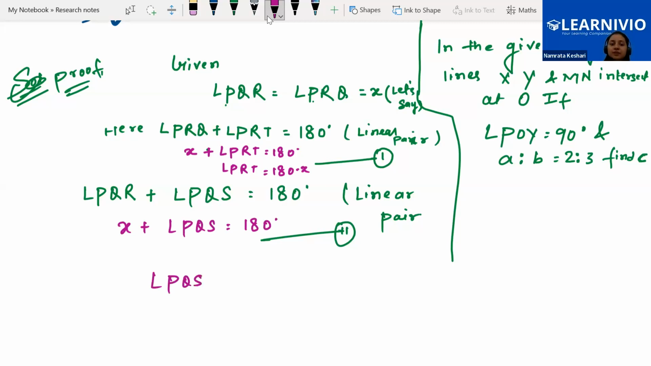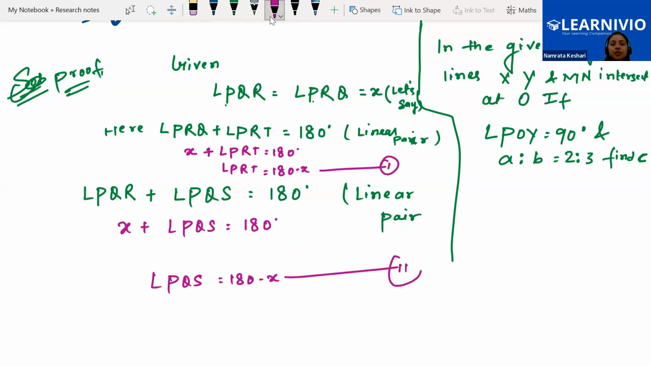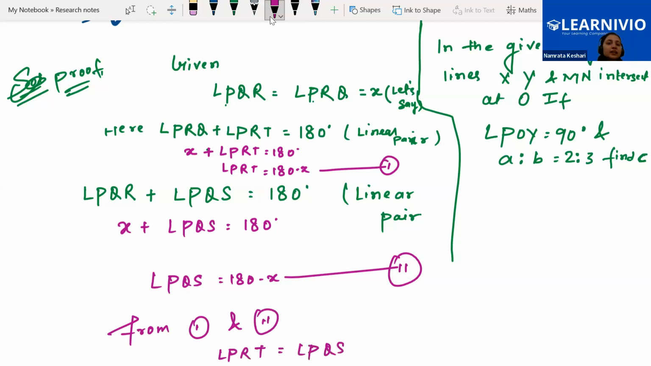Can we? Yes, ma'am. Rather than giving that as equation 1 and 2, just give the customized form as equation 1 and 2, and then comparing 1 and 2, we can say that both are the same, which we had to prove. We got it. Yes or no? Yes, ma'am. From 1 and 2, we can say that angle PRT is the same as angle PQS, and we are done. Any confusion?